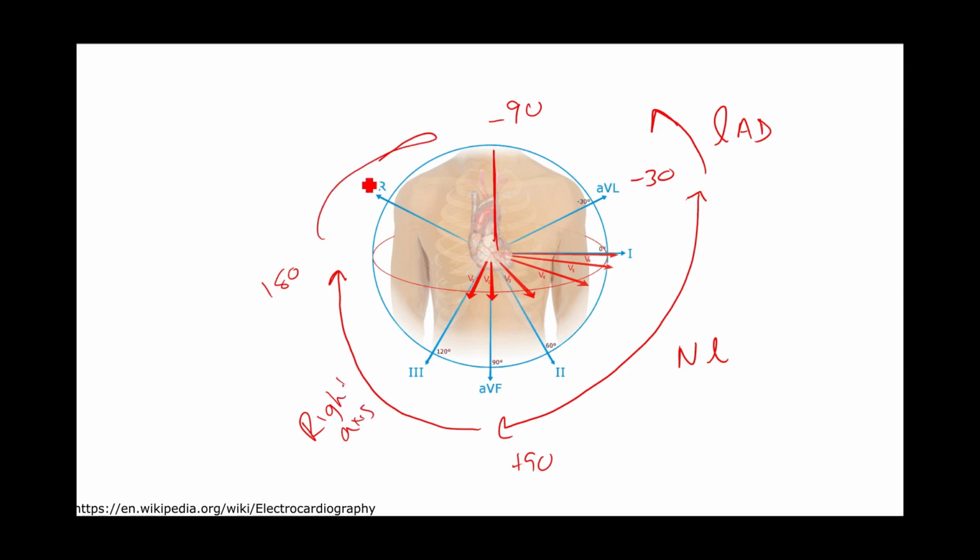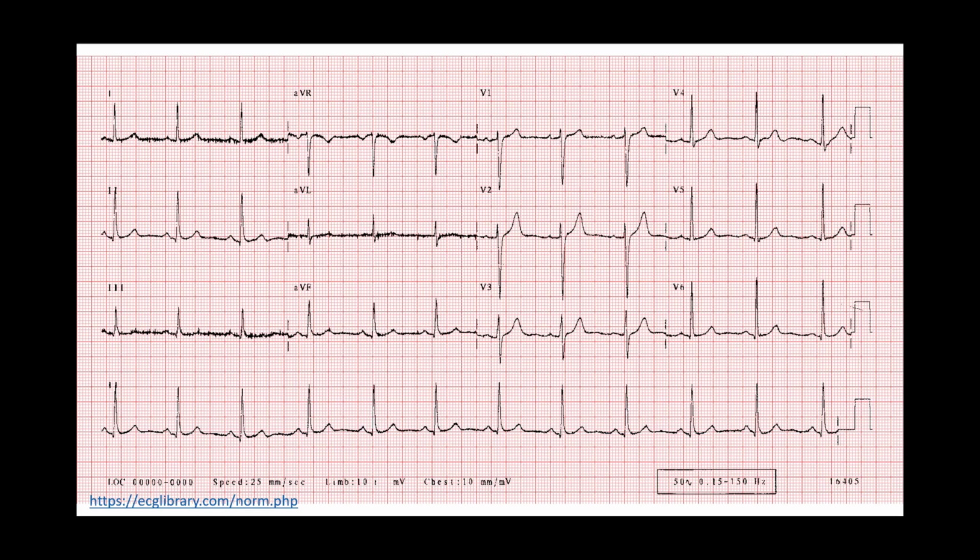And the rest over here, between negative 90 and positive 180, is called an extreme axis. This is rare and we're not going to be talking about it in this video. Okay, if you want to pause the video and try this out yourself, go ahead. Otherwise, I'm going to dive right into it.